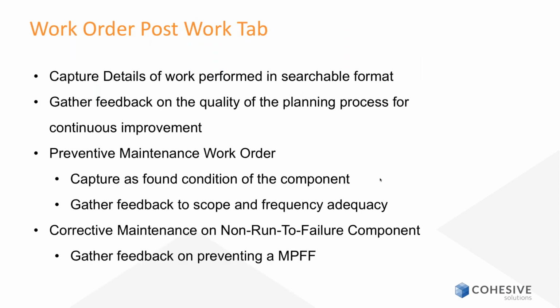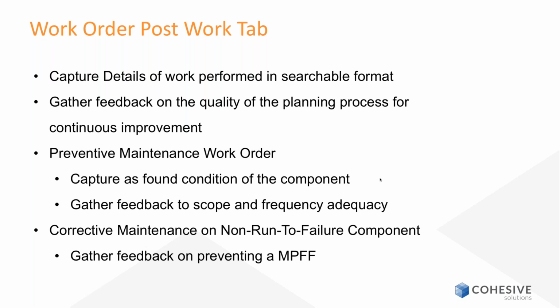Now I'll transition to capturing the continuous feedback and improvements. We're capturing all this information on the work order. We wanted to capture the details of what work was performed and have it done in a specific manner to make it easier to search. We offer the opportunity to provide feedback on the quality of the planning process and what needs to be changed in the job plan for future performances. For preventive maintenance, as I mentioned, we're putting in the ability to capture an as-found condition of the component for trending purposes. And we can also provide further feedback on scope and frequency changes that may be suggested.